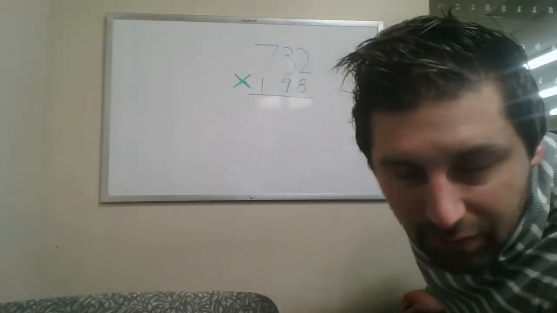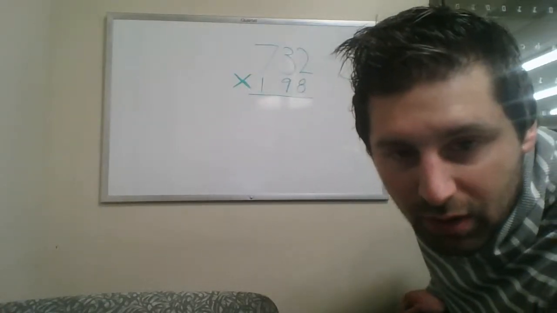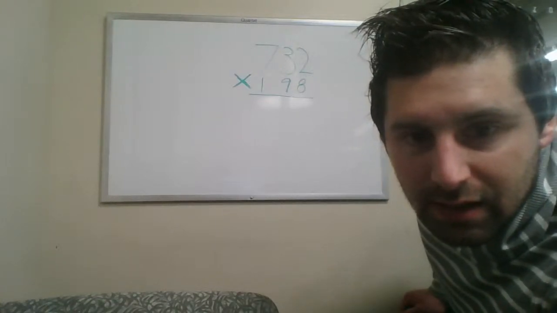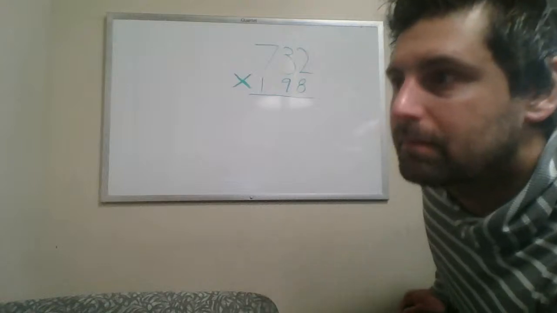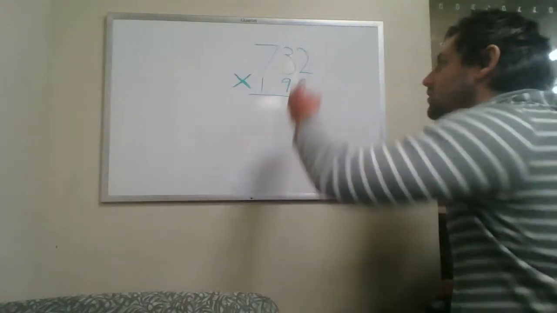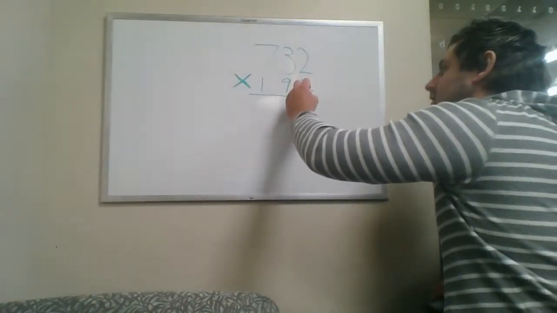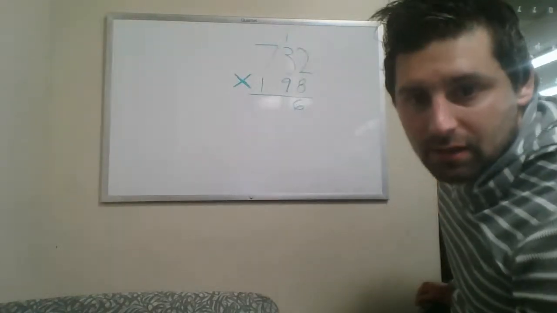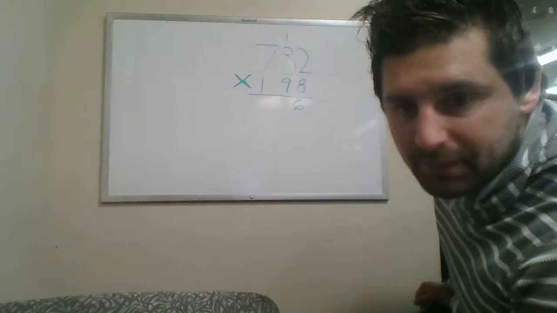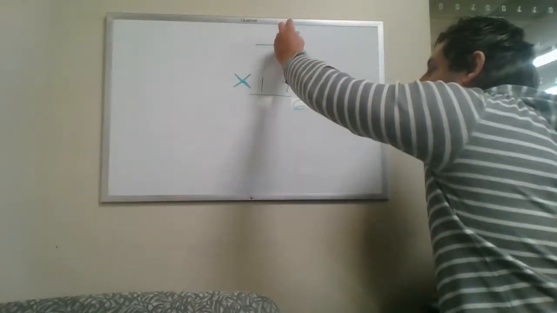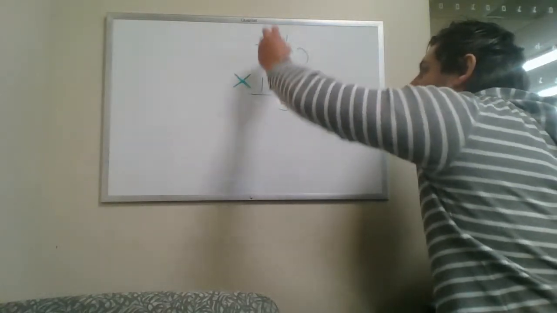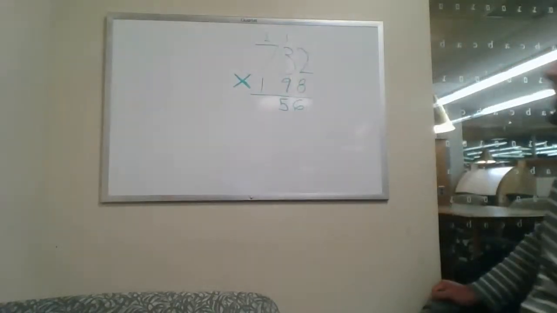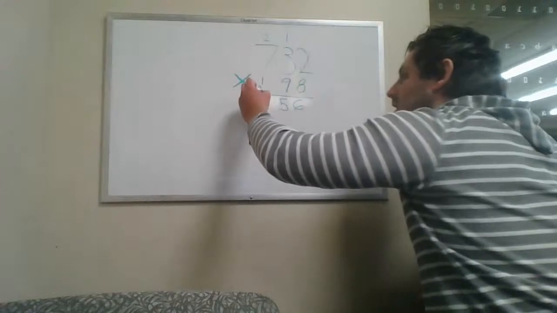So we have 732 times 198. So we are starting in the ones place. Two times 8 equals 16. 6 carry the 1. 3 times 8 equals 24, plus 1 equals 25. 5 carry the 2. 7 times 8 equals 56, plus 2 equals 58.